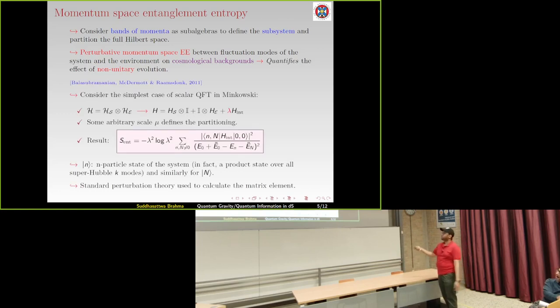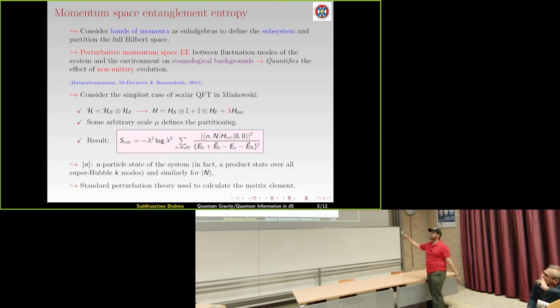And I'll follow the notations in this paper. This is the case for scalar QFT in Minkowski space, because that's what I want to start out with. That's the canonical example. And you get a result that looks like this. So this is leading order in lambda. Lambda is a dimensionless coupling parameter. So you need some interaction Hamiltonian.